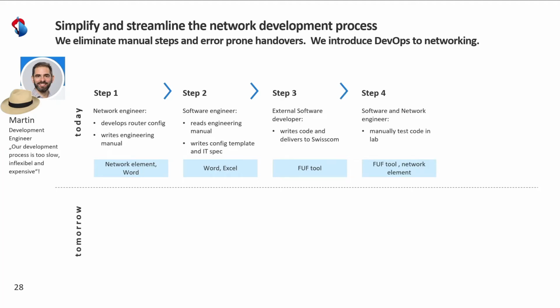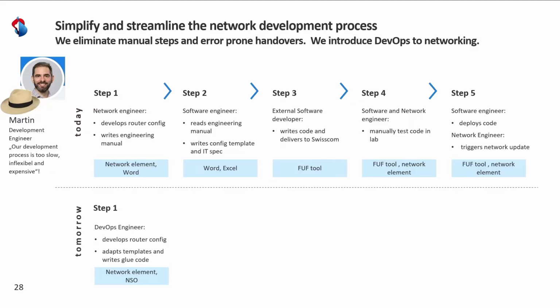Then the software and the network engineer sit together, maybe they don't. They test that manually in the lab and then most likely figure out it's not exactly what we wanted. So back to day one, and it all starts all over again. Finally, when they're happy, that piece of code can be deployed and the network can be updated. It takes ages, let's say at least 9 months, and it costs a fortune. So we have to change that.